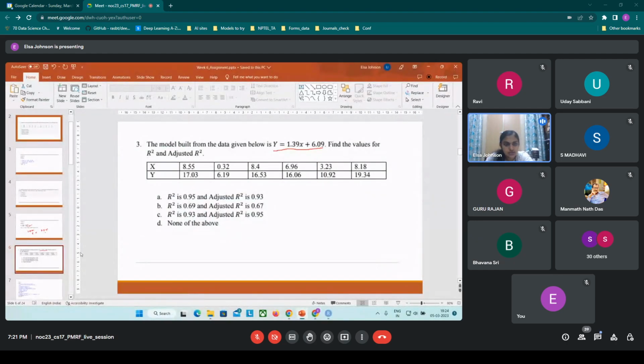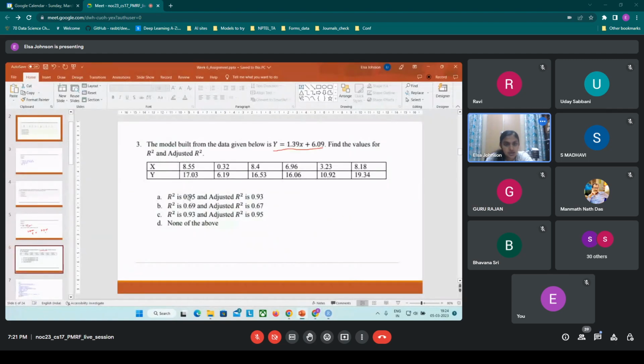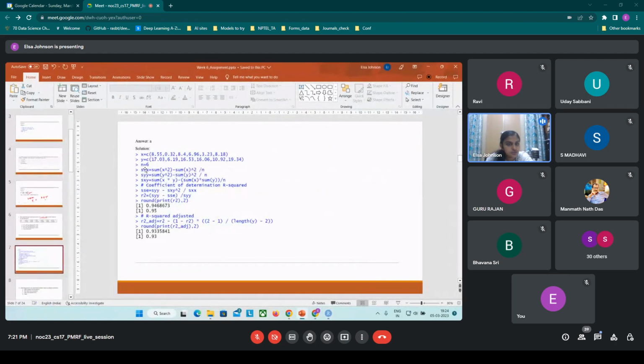So adjusted r square you are getting as 0.93 and r square you are getting as 0.95. So the answer is coming as A. I have put the code also here. The r square is coming as 0.95. Adjusted r square is coming as 0.93. Okay, so is it okay? If it's okay, I'll move on to the next one.